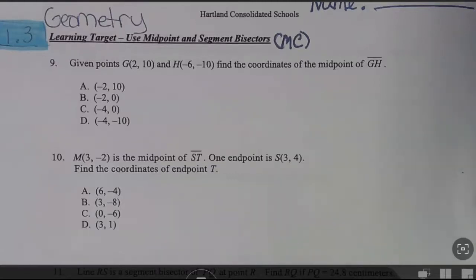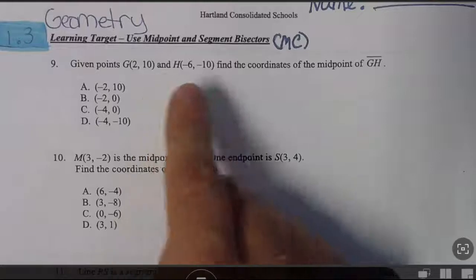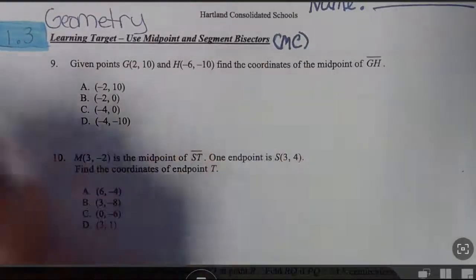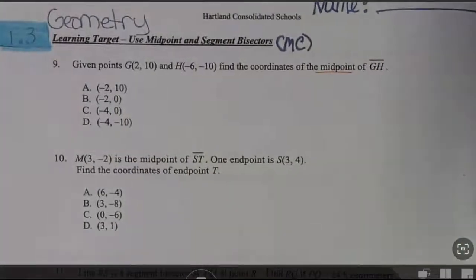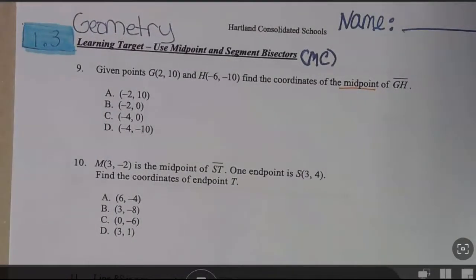This is the multiple choice section right now, and our learning target is using midpoint and segment bisectors. So if we look at number 9, we're given two ordered pairs. It says given points G, which is (2, 10), and H, which is (-6, -10), find the coordinates of the midpoint of GH. So if you recall, on your note sheet, you should have a midpoint formula.